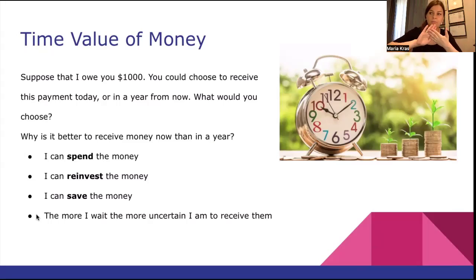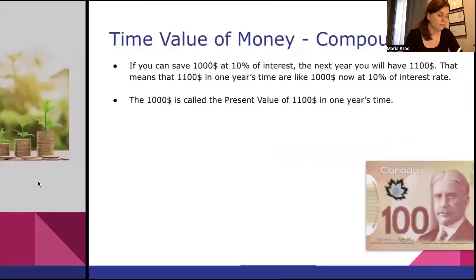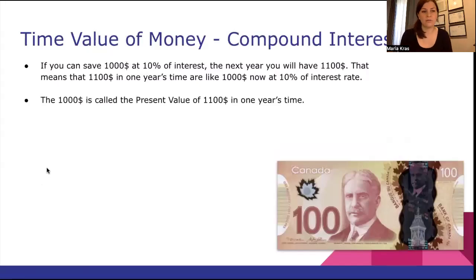And the more your payment is delayed, the more risks there are associated with the time. So that brings us to the concept of compound interest. Okay, so suppose you can save $1,000 at 10% interest today. Next year you will have, simple calculation, $1,100. So that means that $1,100 in 1 year is the same as $1,000 today, at a 10% interest rate. So that $1,000 is called present value, and that $1,100 is called future value.